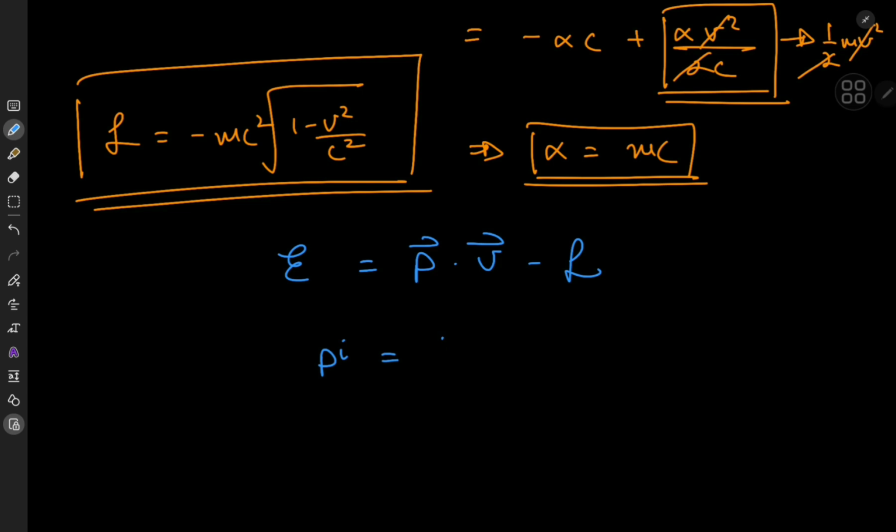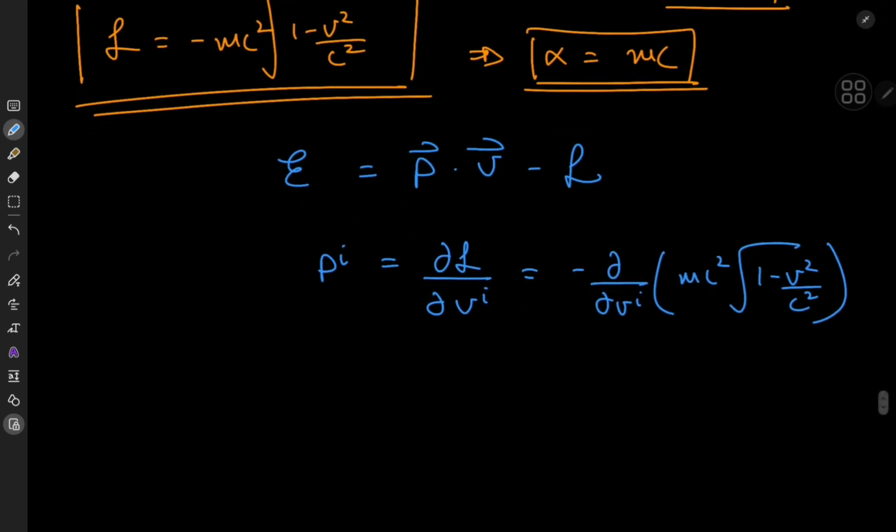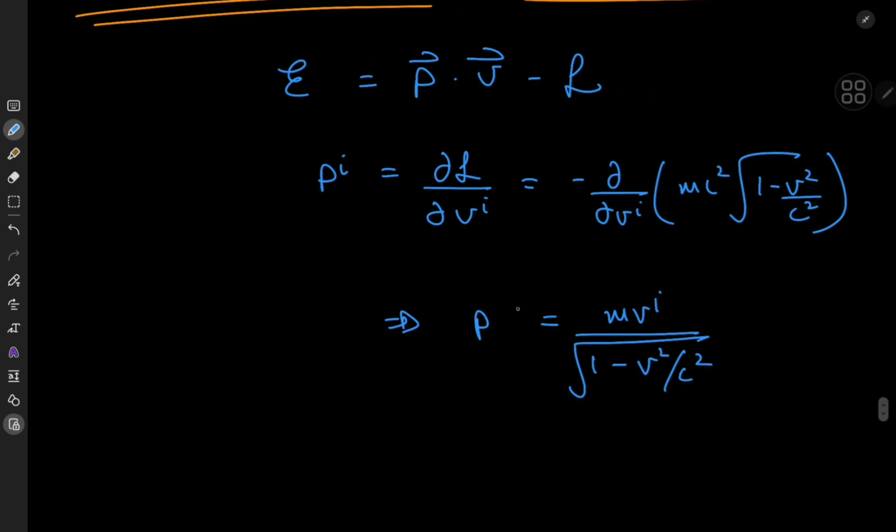The ith component of momentum is the partial derivative of the Lagrangian with respect to the ith component of velocity. So that means we're interested in the negative of partial by partial vi of mc squared times the square root of 1 minus v squared by c squared. And since m and the speed of light are just constants, on differentiation, you can work out the math. You'd get m vi divided by the square root of 1 minus v squared by c squared. Okay, cool. In other words, the momentum is mv times the relativistic factor.